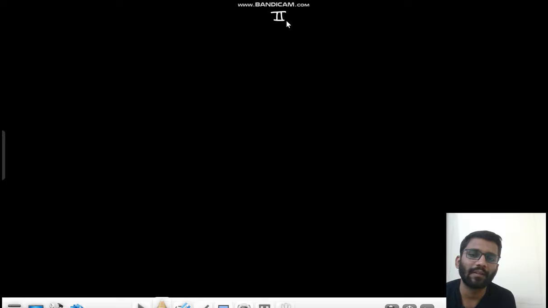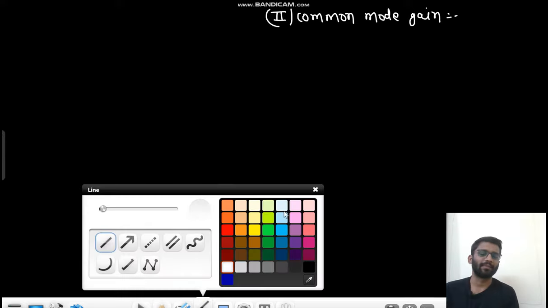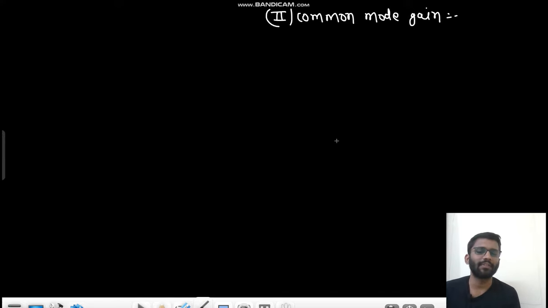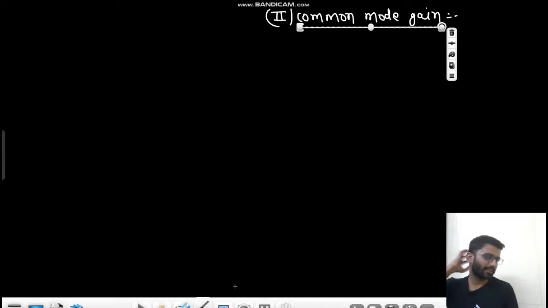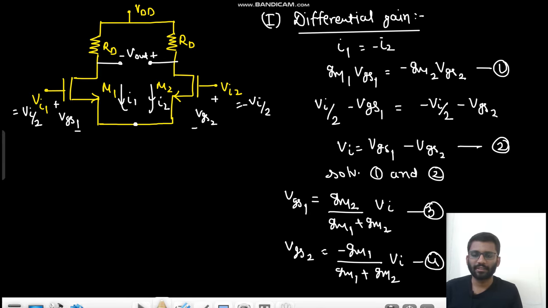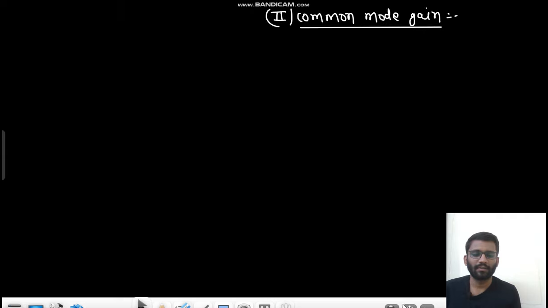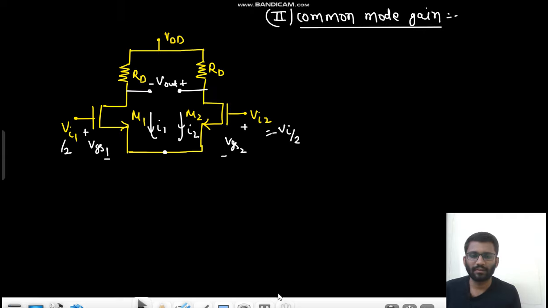Now we will see common mode. So this we need as low as possible. We need differential gain to be as high as possible, because that is what we are amplifying. We are amplifying the input voltage, so we need that as high as possible. Okay, and we need this one as low as possible, right? So the same circuit will be used. We can copy the same circuit from this analysis as well, right? But there will be some changes.